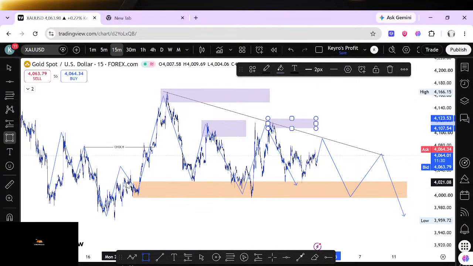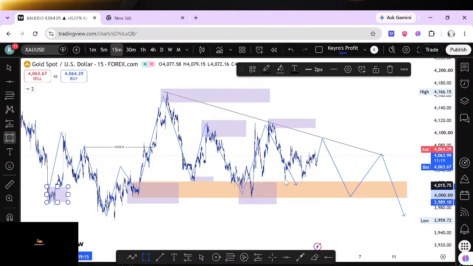The support. This is a support level. The buyers get the strength to make the market move upwards.